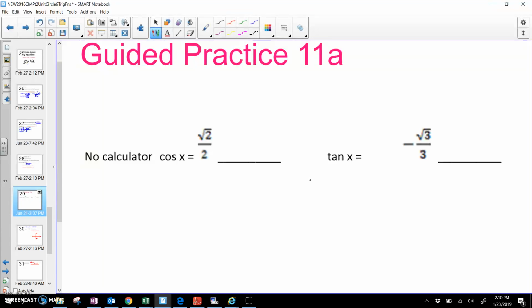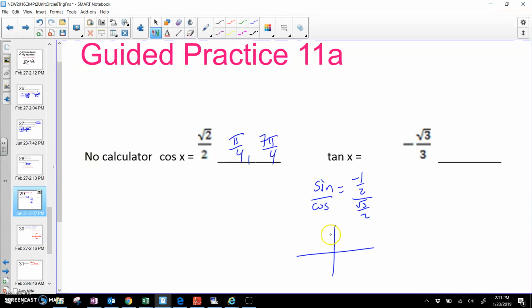For guided practice number 11A, I knew that I needed quadrants 1 and 4, so I got pi over 4 and 7 pi over 4. And then tangent of x is negative root 3 over 3. That one's a little harder. I think through that if I end up with the negative root 3 over 3, I need the sine on top to be negative 1/2 and the cosine on bottom to be root 3 over 2, or I need one of those to be positive, one to be negative.